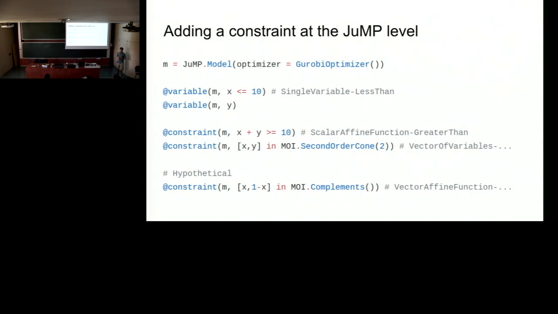Similar thing at the JuMP level. You create a JuMP model, and you say the optimizer, for example, can be Gurobi optimizer. You create a variable, exactly what you would do before, but now JuMP will create a single variable less than constraint when you put a bound there on creating the variable. Linear constraints are exactly the same as before, but JuMP will turn this into a scalar affine function and a greater than set.